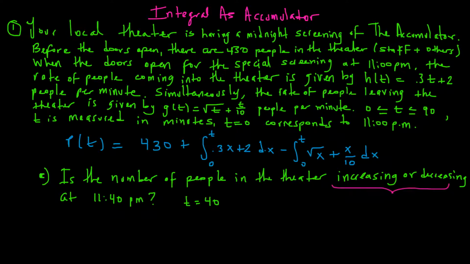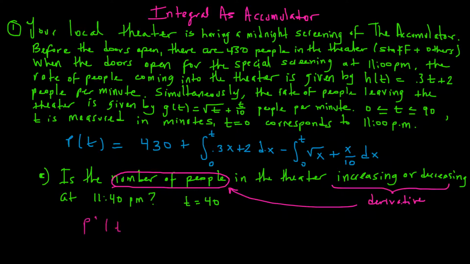When a question mentions increasing or decreasing, that is a derivative. A derivative of what? Well, they want to know if the number of people is increasing or decreasing. So then we're looking for the derivative of the number of people. And if P of t is the number of people, then the derivative of the number of people would be P prime of t. So that's what we need to find, P prime of t. And then once we have it, then we'll plug in t equal to 40.